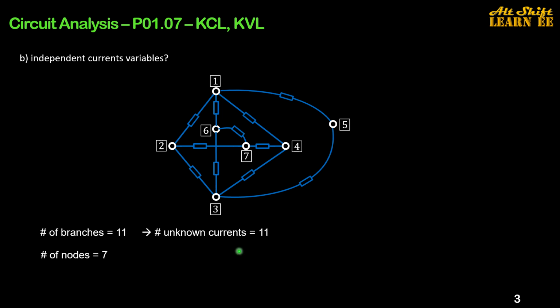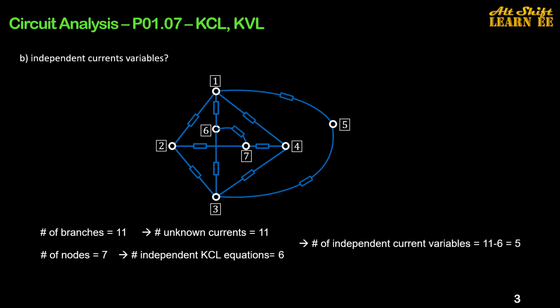So, as the summation of all KCL equations reduces to 0 equals 0, they are not all independent. Therefore, the number of independent current variables should be 11 minus 6, or 5, as we showed in part A.